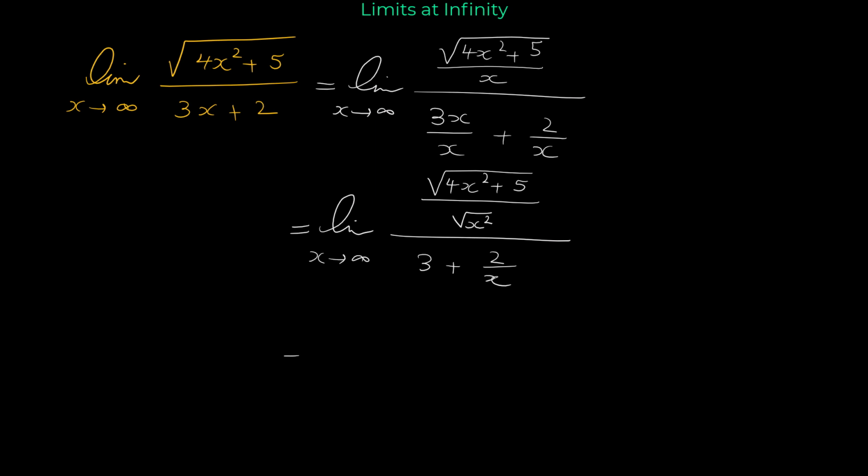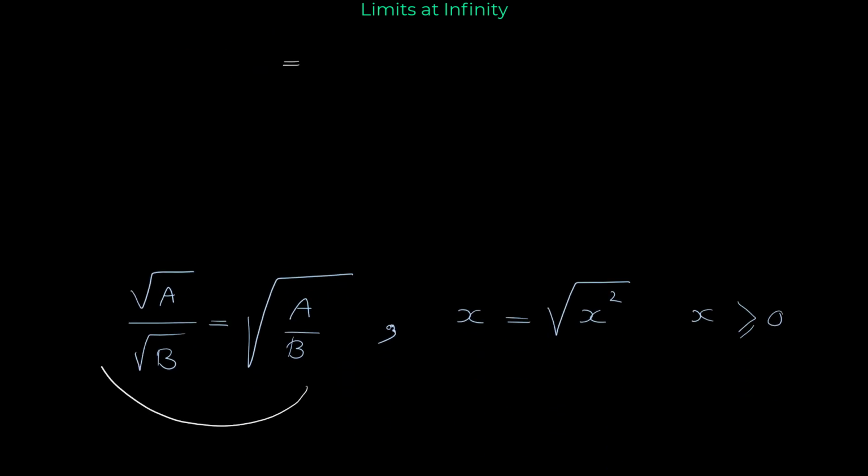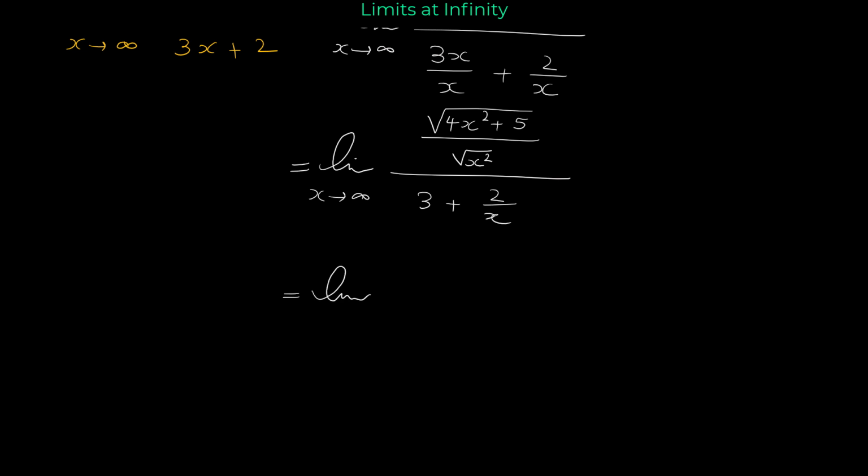Now, I am going to merge this radical with this radical. I want to combine these two and write it as a single radical, based on this rule that we learned. So we can write the numerator like this. Limit of, put a big radical here, 4x to the 2 plus 5 over x to the 2. And the denominator is 3 plus 2 over x.